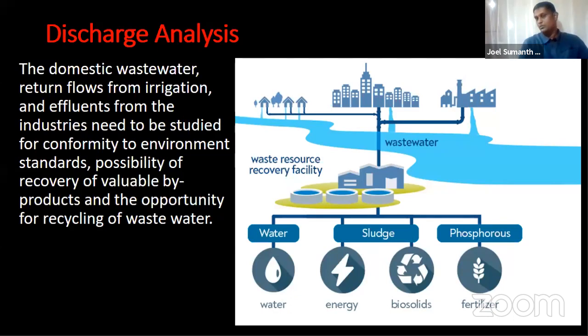And this water can also be recycled and repurposed within the plants. Many of the manufacturers now, what they do is they recycle and repurpose the water. So this is talking about discharge analysis.